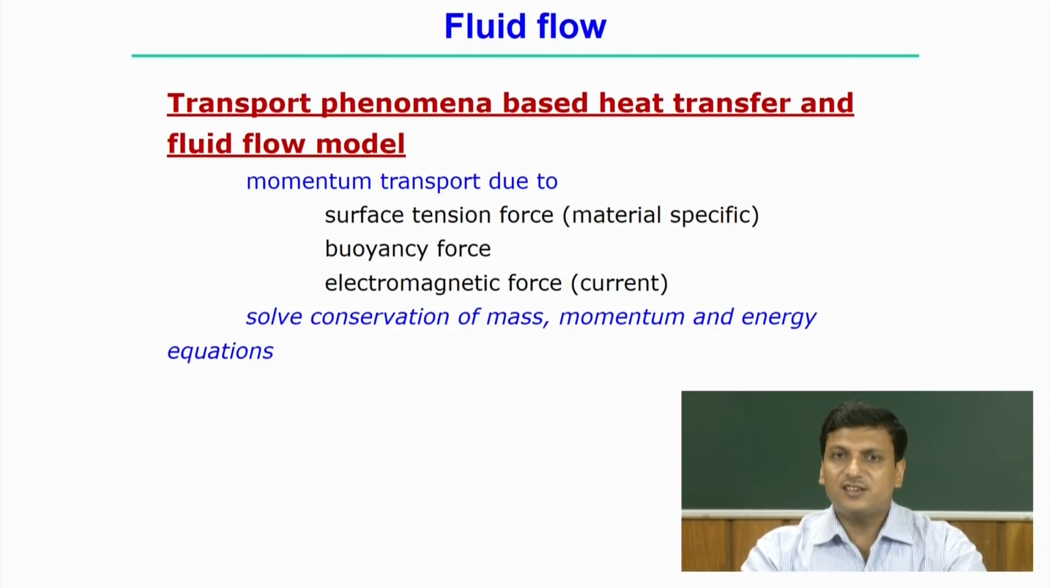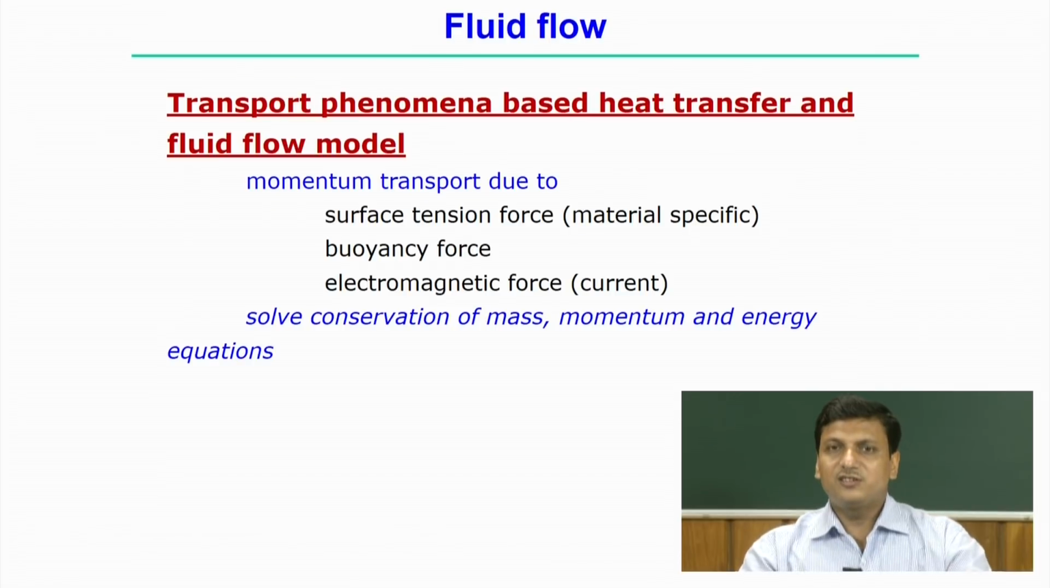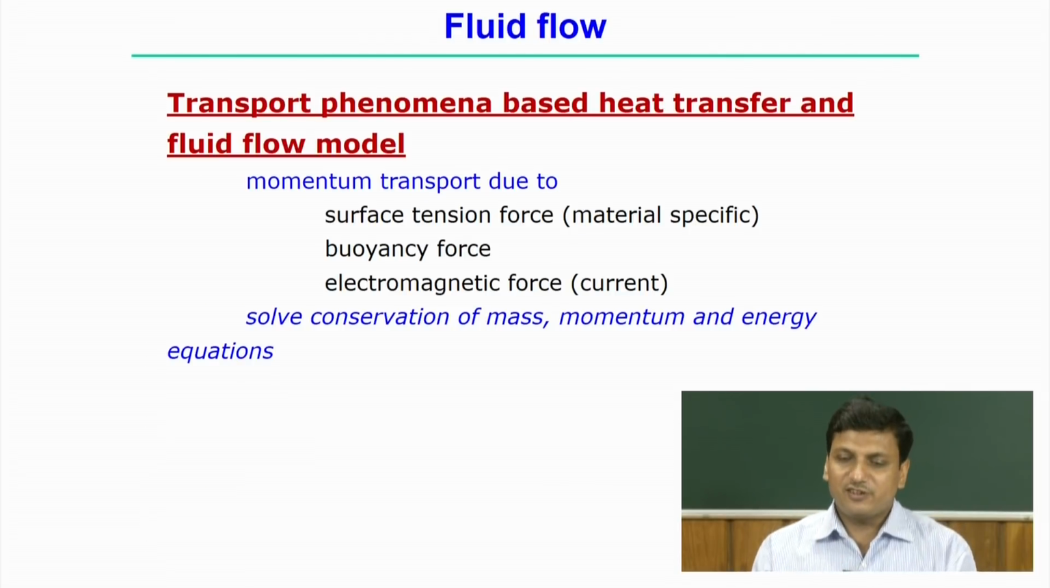So, here the extra fluid flow comes from momentum transport due to mainly three different driving forces. One is the surface tension force. That surface tension force entirely depends on the material, the type of the material, whether there exists any kind of surface active elements within the material or not, and that acts at the interface between, in arc welding, the two different media, that means the liquid and the gas medium.